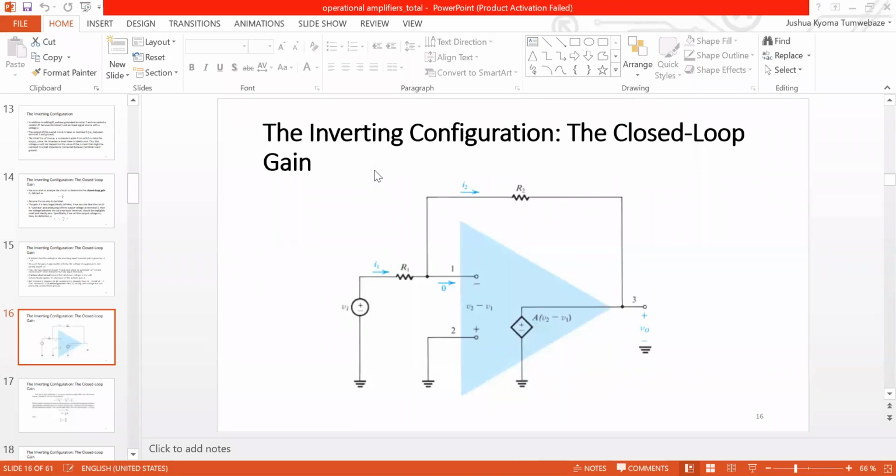So we were saying that the voltage at terminal 1 will follow the voltage at terminal 2 because of the virtual short circuit. Since terminal 2 is at 0 volts, it implies that V1 will also be at 0 volts.